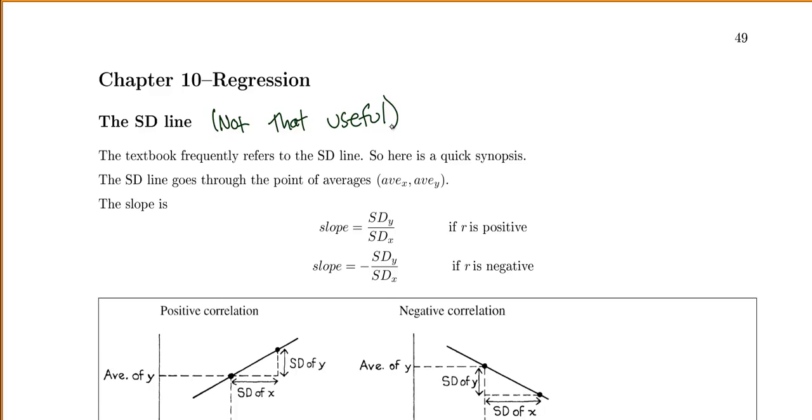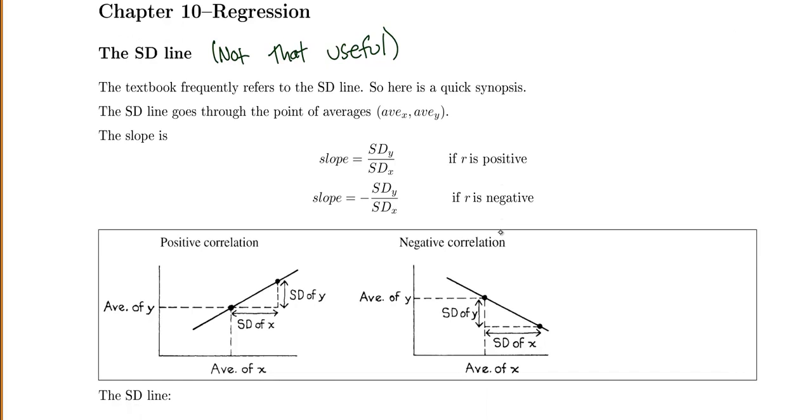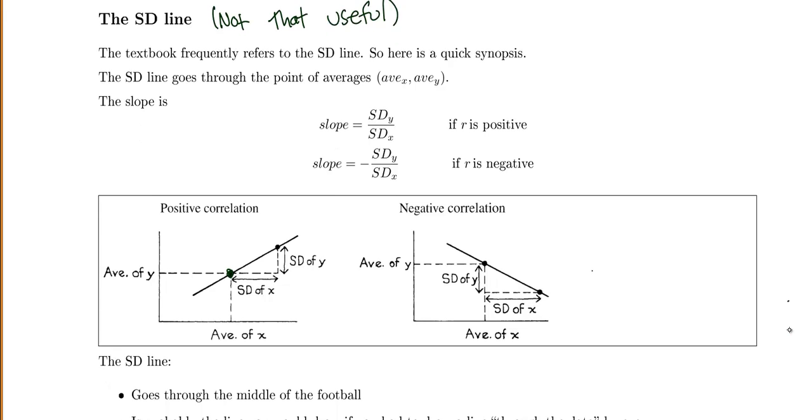The standard deviation line is going to go through the point of averages, where your point of averages is the average of all the x values and the average of all the y values. And the slope is really easy. It would just be the standard deviation of y over the standard deviation of x, if r is positive, or you just put a negative sign in if your slope needs to be negative. And so, again, you go through the point of averages, and then for your slope, you just go over one standard deviation of x and up one standard deviation of y. It sounds very logical.